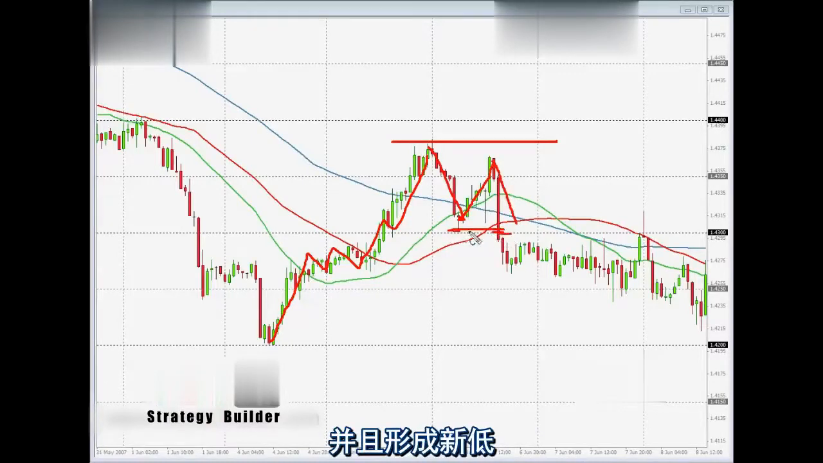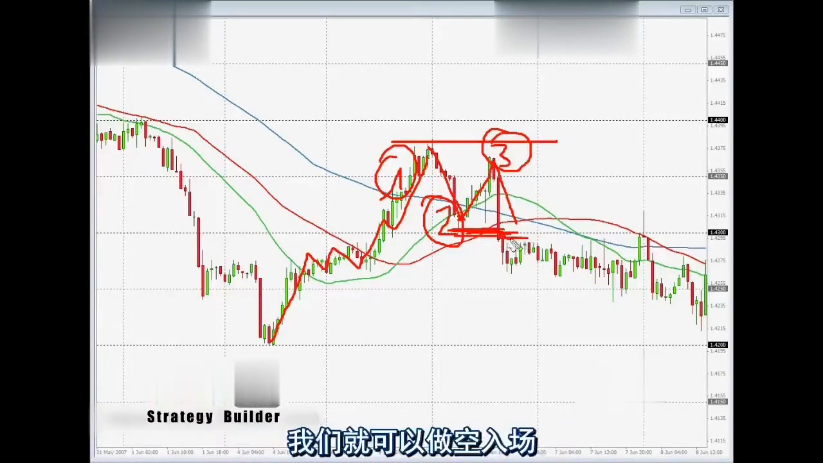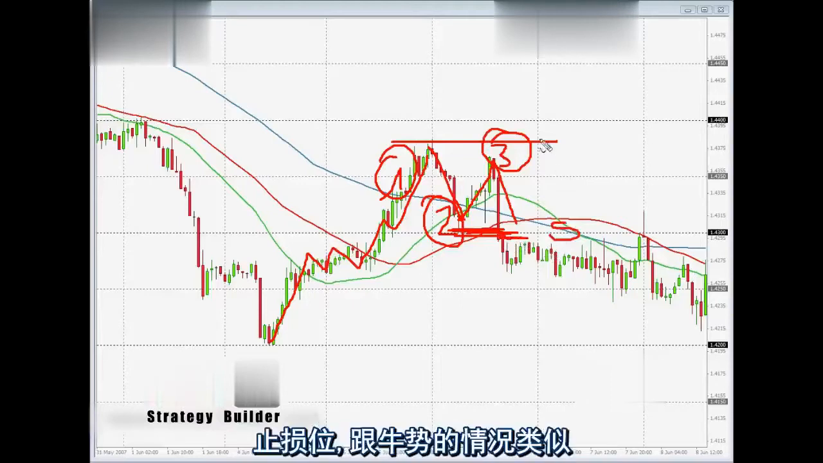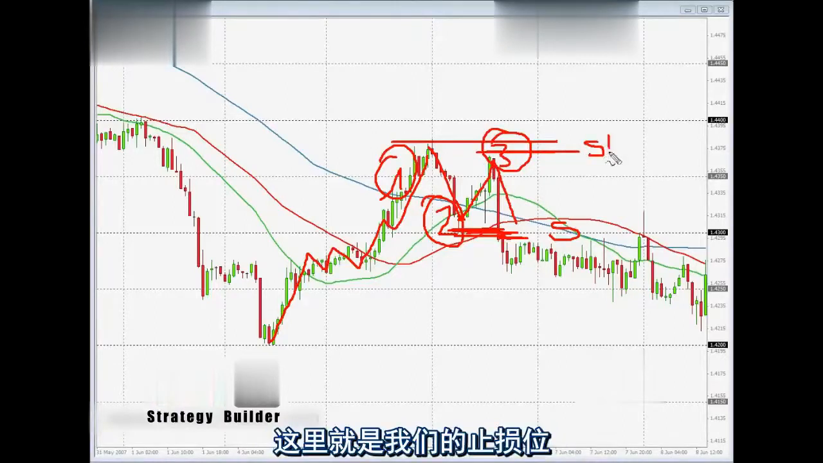We take out the low of this being the aspect number 1. This being the aspect number 2, the last attack being the aspect number 3. As we take out the low of the aspect number 2, as usual, a couple of pips below, we trigger our short entry. Stop loss, just as we determined on the bullish 1, 2, 3 formation, a few pips beyond the aspect number 3. That would be our stop loss. This would be our entry.